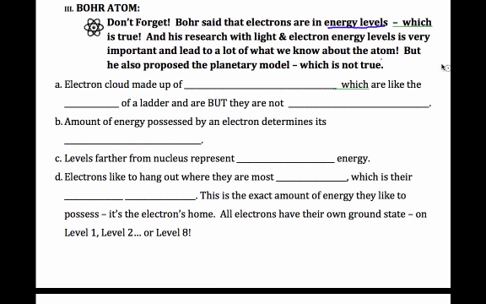And in the Bohr model, we talk about electron clouds, or areas in space where electrons are most stable, and they're made up of energy levels. So the big picture is the energy level. Now, each energy level is like the rungs of a ladder.